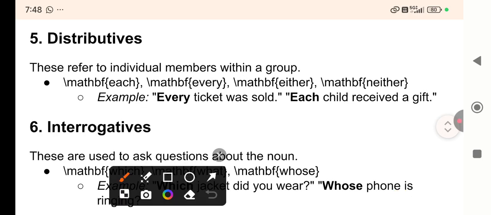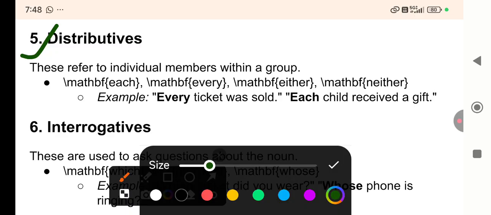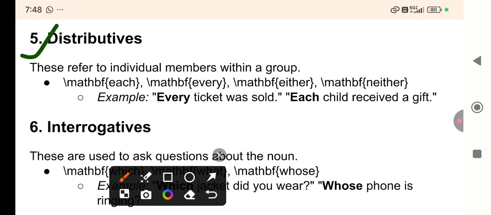Next determiner is distributives. Distributives show the distribution: each, every, either, neither.